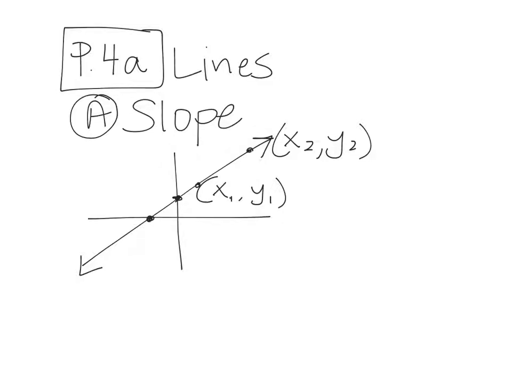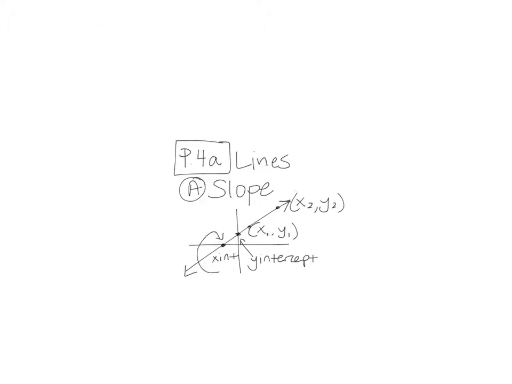We have the y-intercept, which is right here. It's where our line crosses the y-axis, and this would be our x-intercept. And we love to abbreviate. We don't want to write intercept every time. Okay, but if we have 2 points on a line, we can easily find the slope of that line.